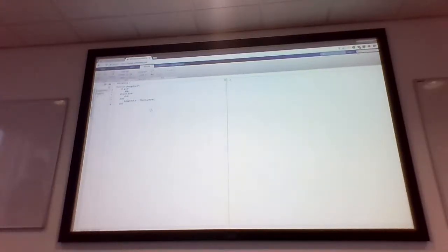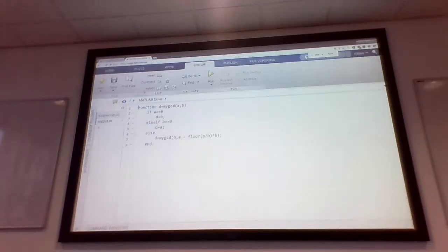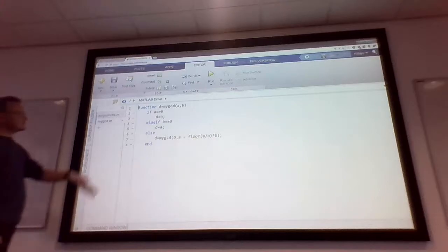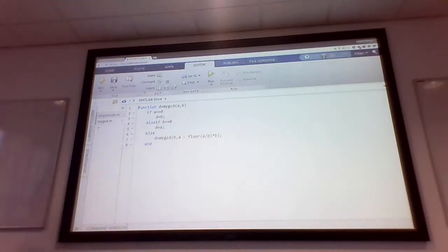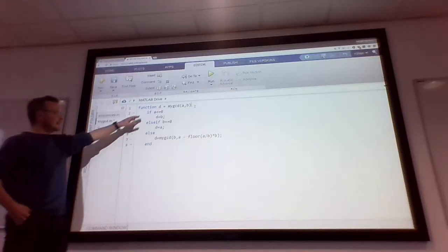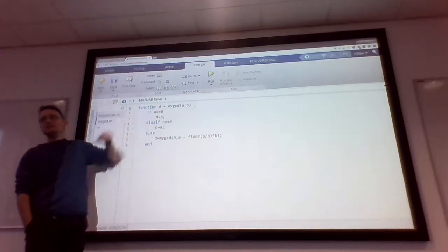So it should come up here. I was actually just doing this before the class just to refamiliarize myself with the syntax of writing functions in MATLAB. So you write a function in MATLAB by using, so here I've opened up a script file, MATLAB .m file. You write a basic function by using the keyword function.